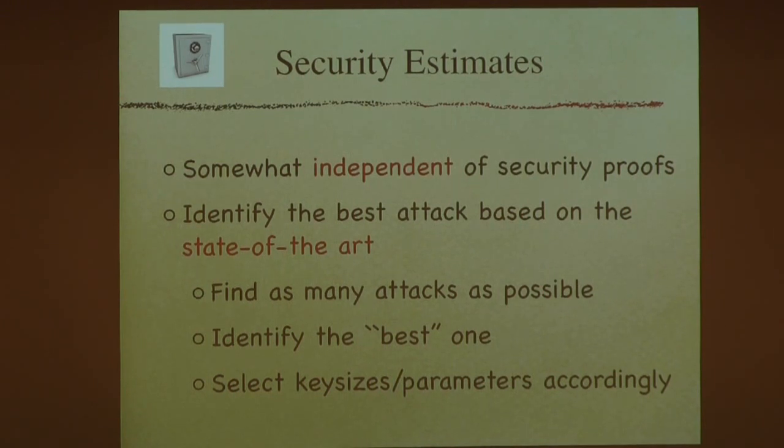The other problem is that these security estimates are somehow independent of security proofs. Security proofs are very useful. They give you a lot of valuable information, but they may not tell you exactly how secure the system is in practice. So we want to identify the best attack based on the state of the art. So we're left to do something very stupid, which is to find as many attacks as possible and identify the best one. And once you have many parameters flowing around, it becomes very problematic, because you have maybe 20 or 30 different algorithms, you have to fine-tune them with maybe 10 or 20 parameters, and it's not an easy task.